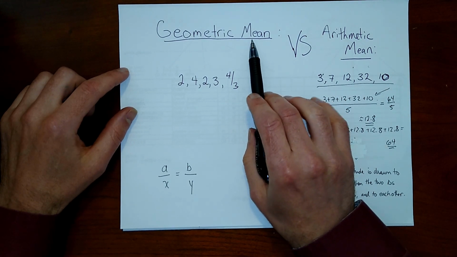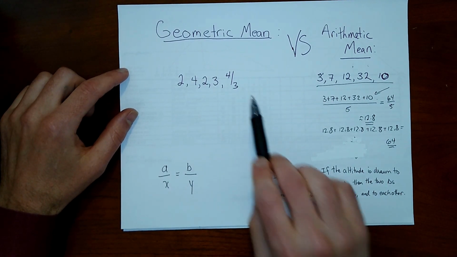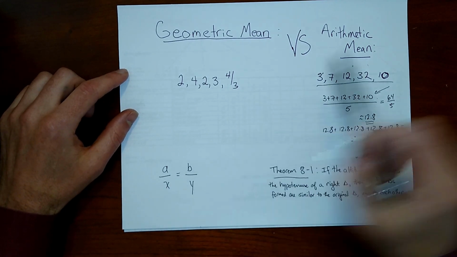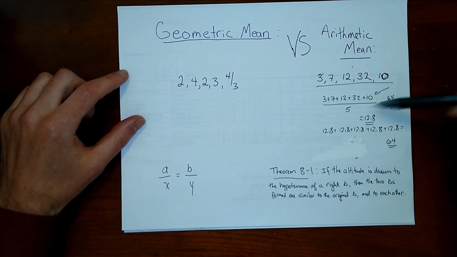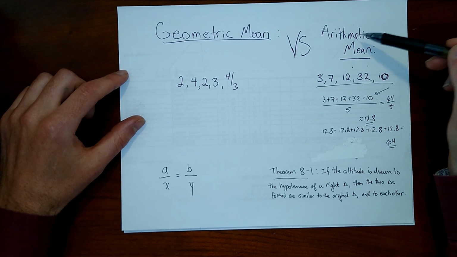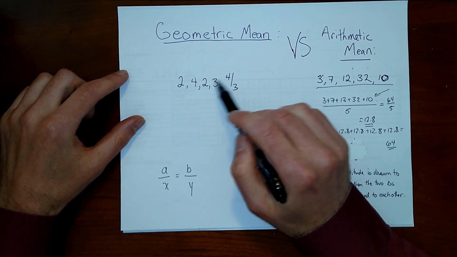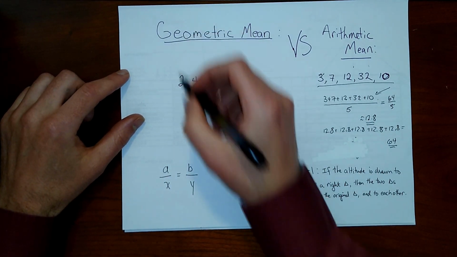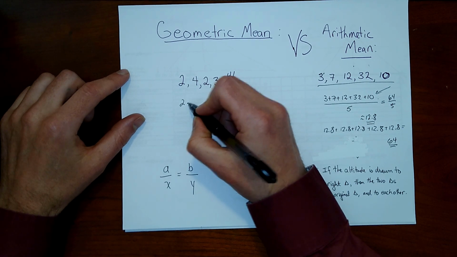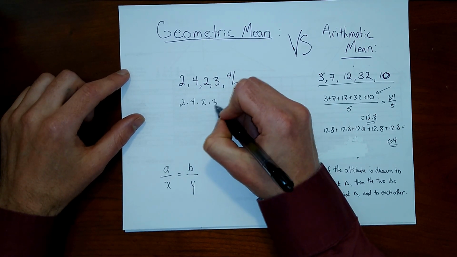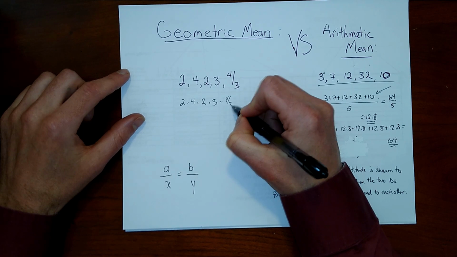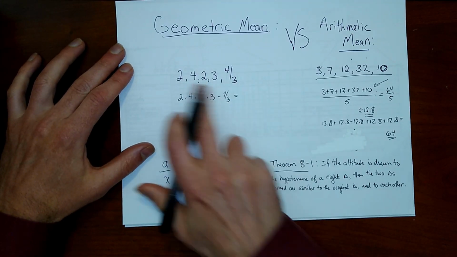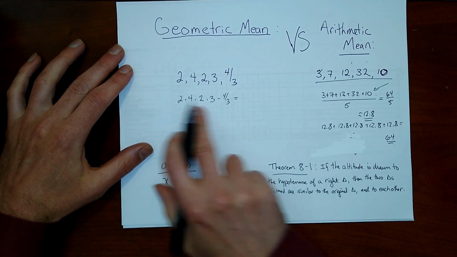And the geometric mean is also a rate, but instead of adding, we're going to be multiplying. So this is a mean based on a sum, that's basic arithmetic. This is a mean based on a product, or a result of a multiplication. So for the geometric mean, we would do this instead. We would say 2 times 4 times 2 times 3 times 4/3, and we would find what that product is. So the geometric mean for these numbers is going to be based on the product.